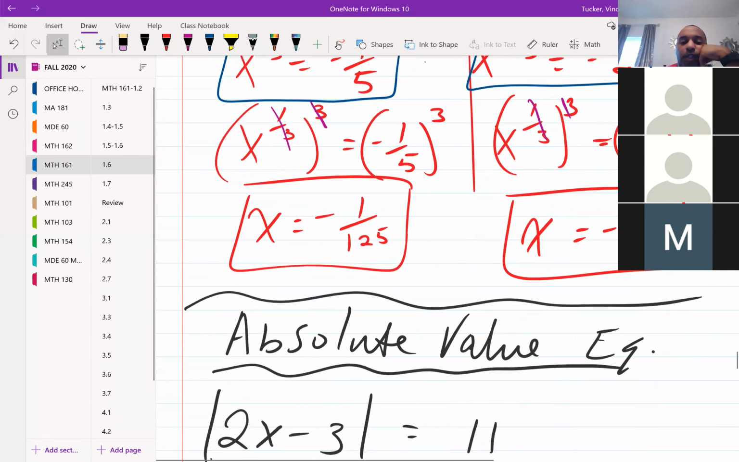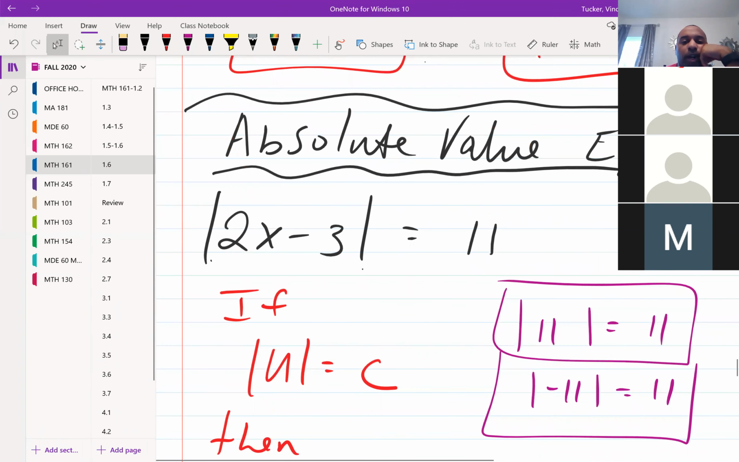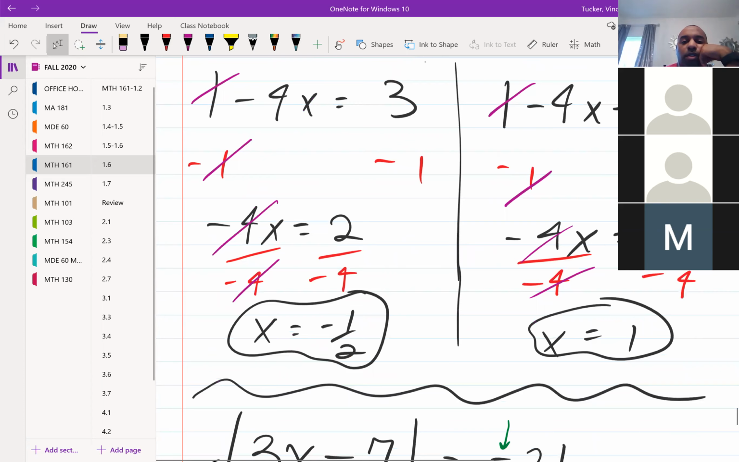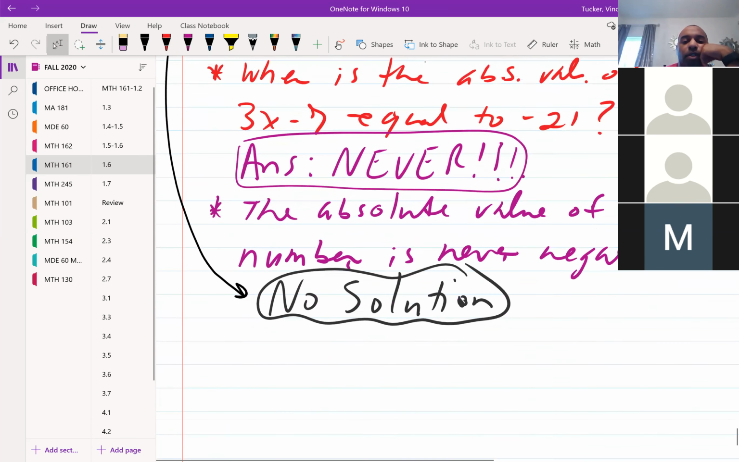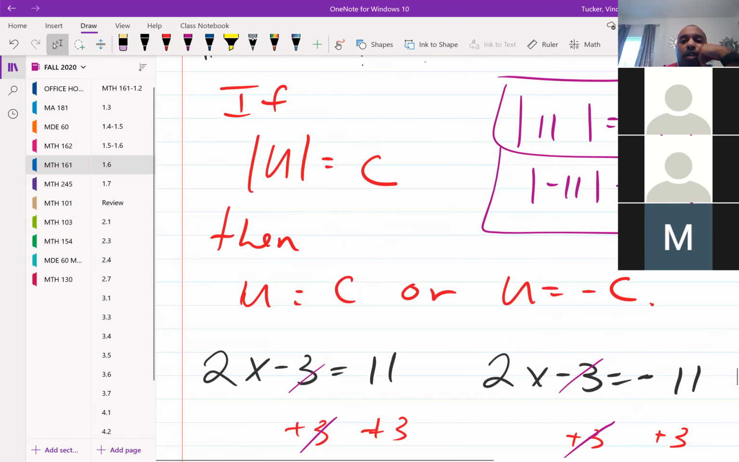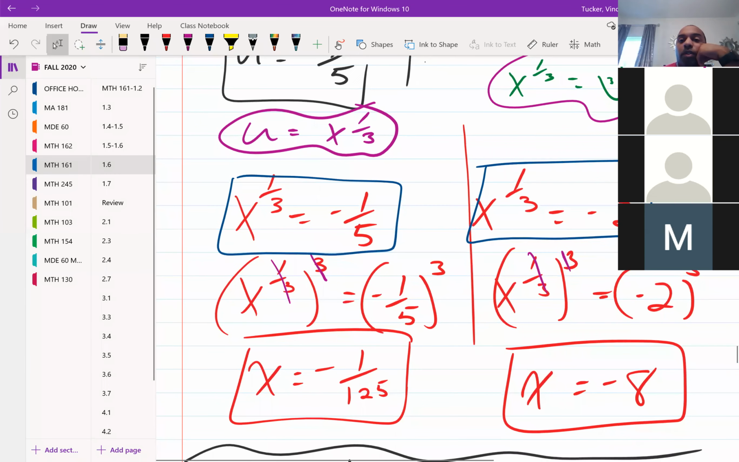Next class, we'll finish off 1.6 with absolute value equations. I think that's the only thing in this section left. Then we'll go to the next section. But outside of that, I will see you guys next class.